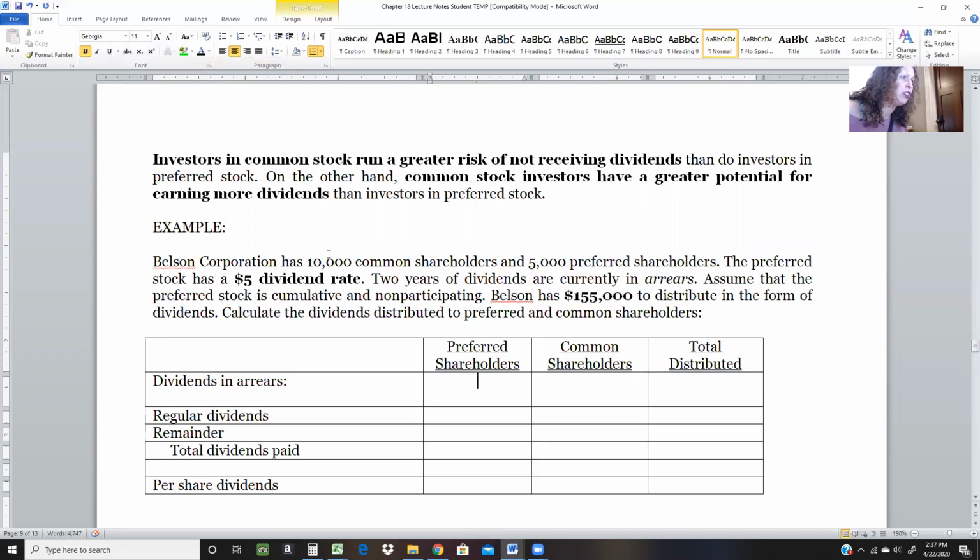There's 10,000 common shareholders, but there's 5,000 preferred stockholders. And each one of them gets a $5 dividend. So we need to give them 2 years of arrears before we work in the current year. So doesn't that look like 5 times 5,000 is $25,000 times 2 years? I think we've got to give $50,000 to the preferred stockholders first.